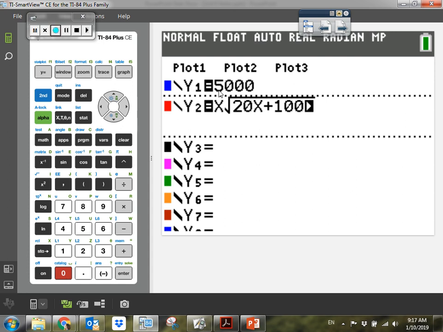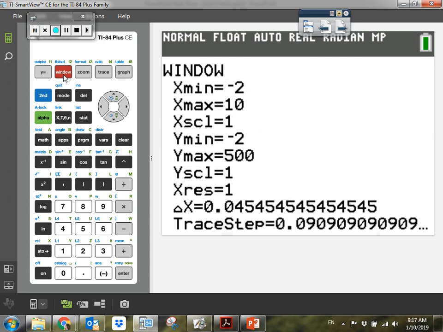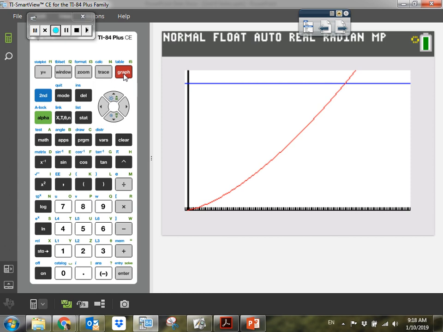Our y value is way up at 5,000, so I'm going to change my y maximum to, I don't know, it's up at 5,000, so say 5,500. And with such big numbers as that, it's very likely that our x value is going to be bigger than 10. So, why don't we make it like 150 or something? And let's see if we can see what's going on. Okay, so let's graph it.